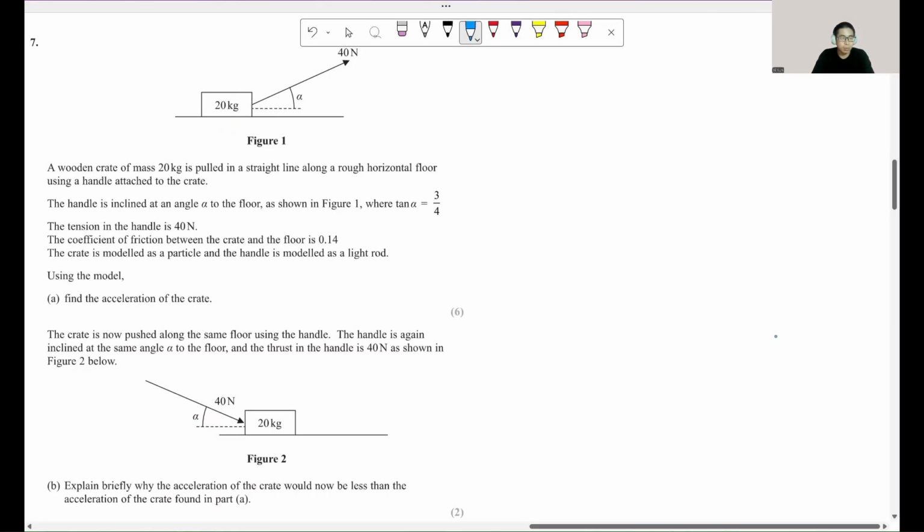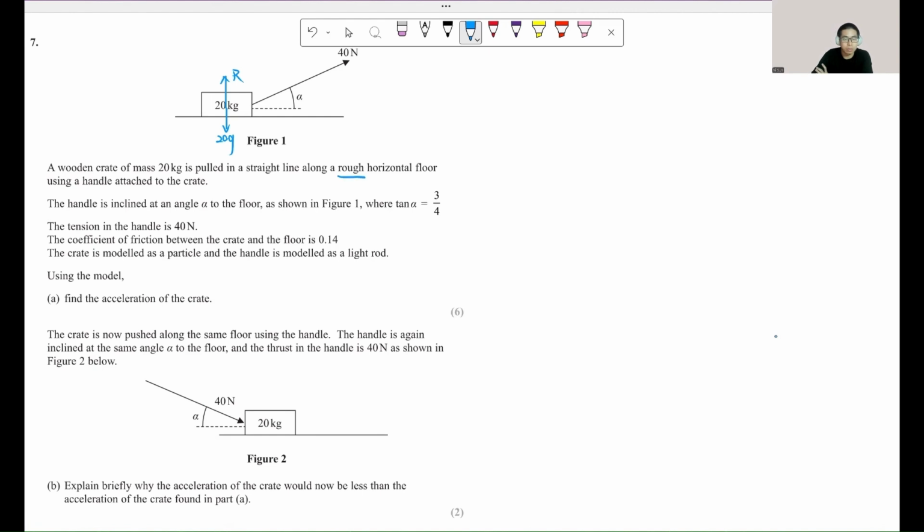Let's have a look at question 7. Let's read the question first. A wooden crate of mass 20 kg. So if the mass is 20 kg, that means the weight should be 20g, and then there would be a normal reaction R. We can label that here.